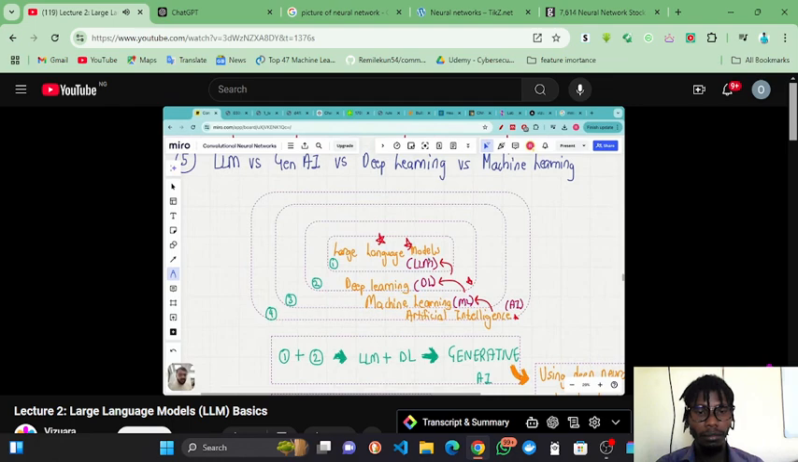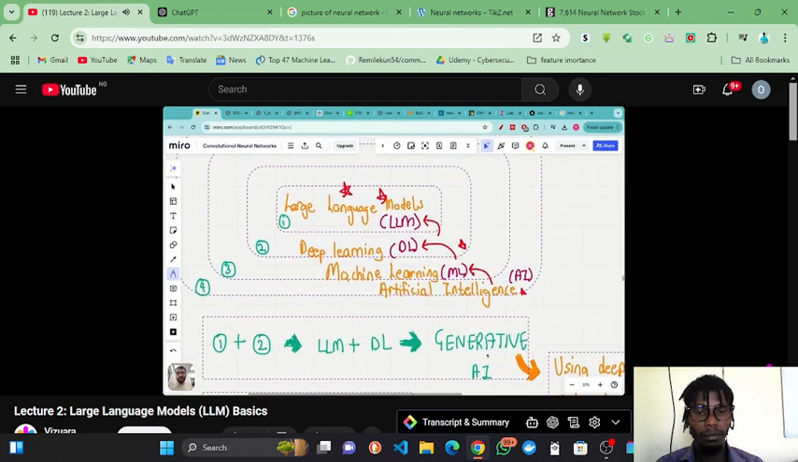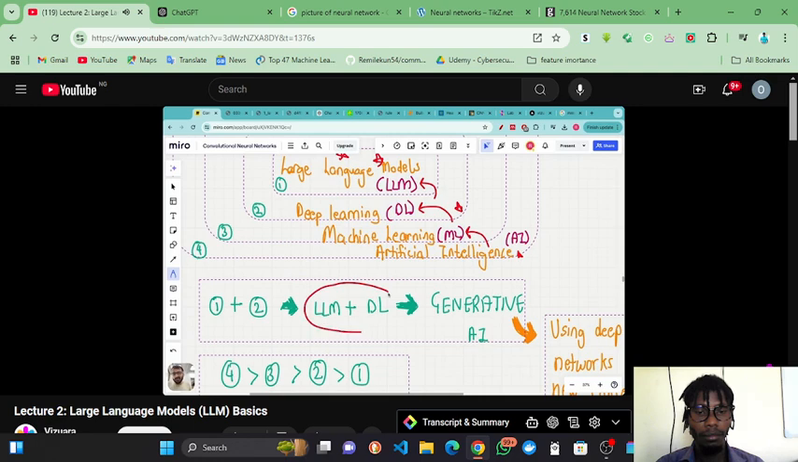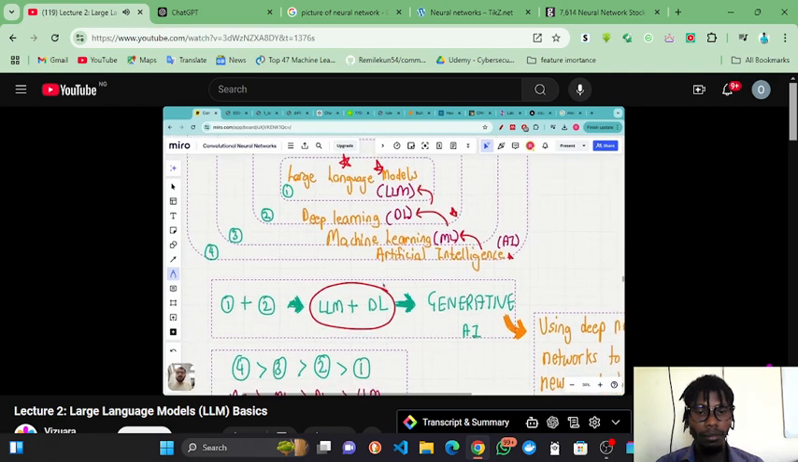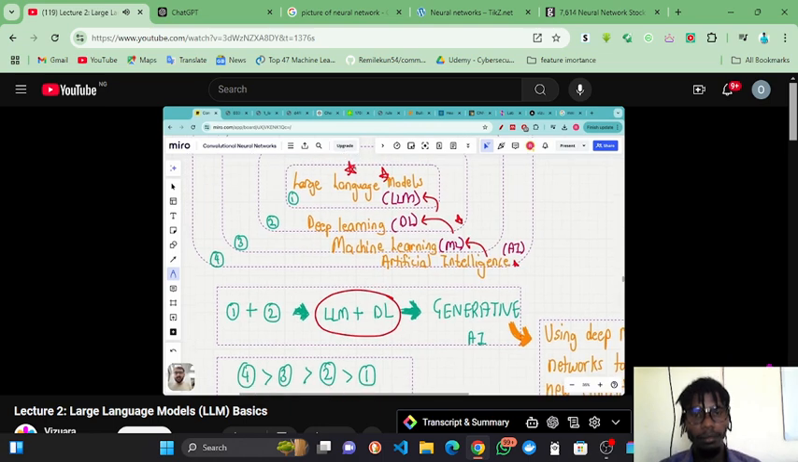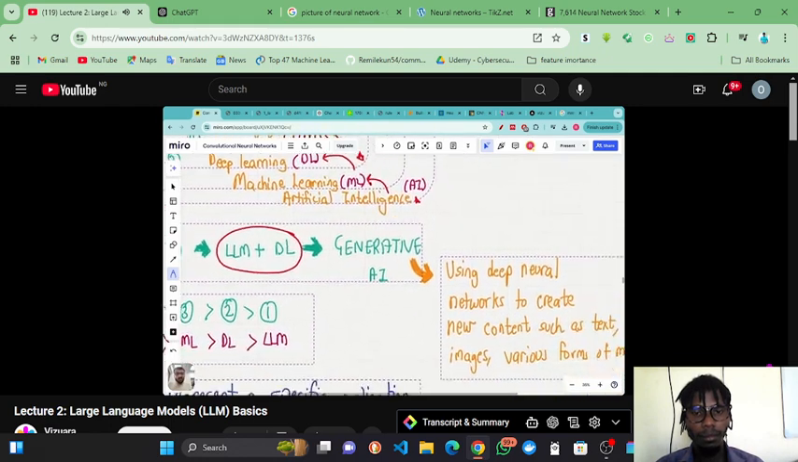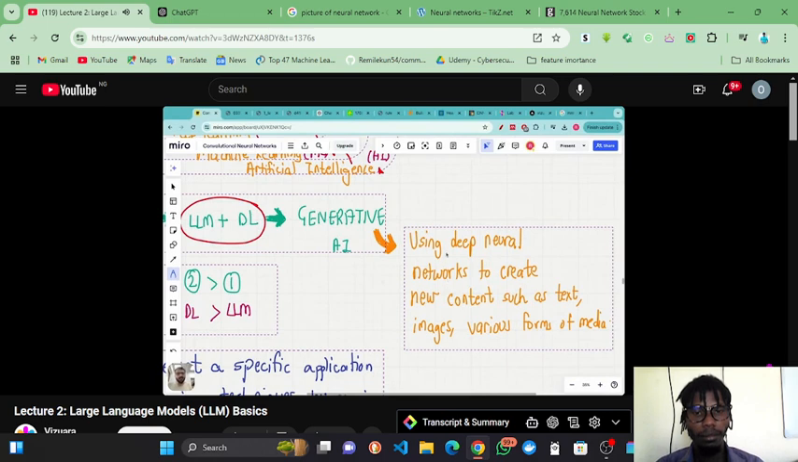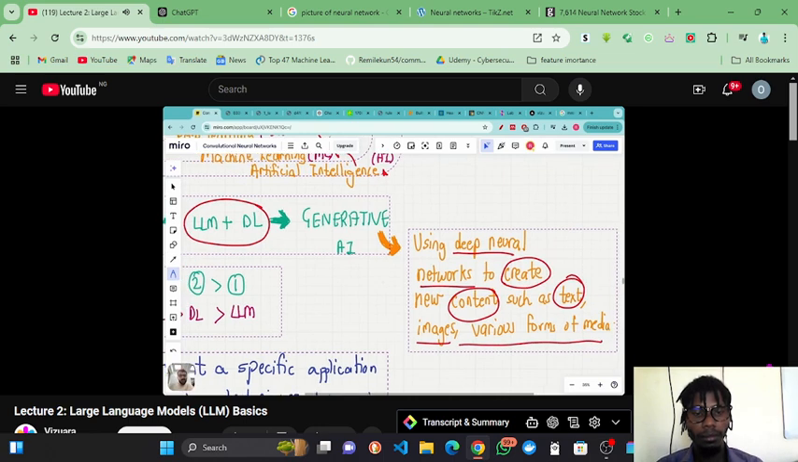So then you might be thinking, what is generative AI? Generative AI you can think of as a mixture of large language models plus deep learning. Why? Because generative AI also deals with other modalities like image, sound, video, etc. It deals with all of those modalities. So if someone asks you what is generative AI, basically we are using deep neural networks to create new content such as text, images, various forms of media. Whereas in LLM, you only deal with text.